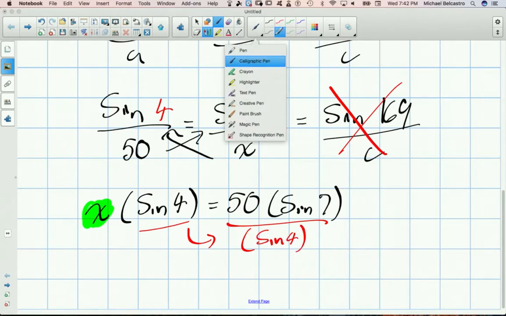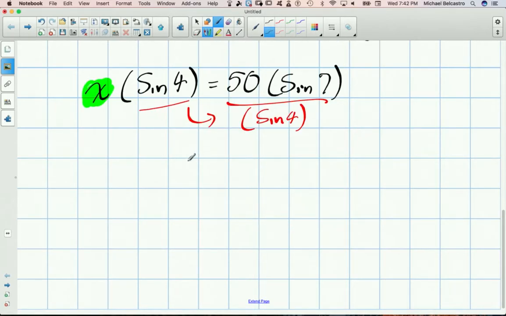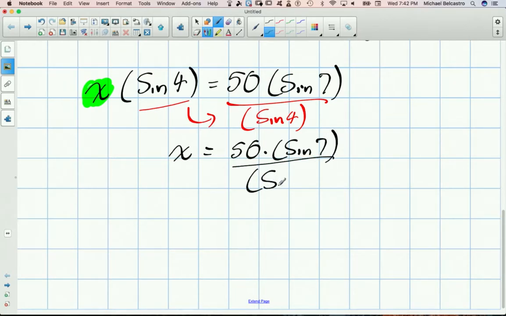So before I even got to my calculator, I've already set up the entire equation, so I can technically punch it all in one shot here. It's going to be 50 times sine of 7 degrees divided by sine of 4 degrees. So we'll get our calculator out.